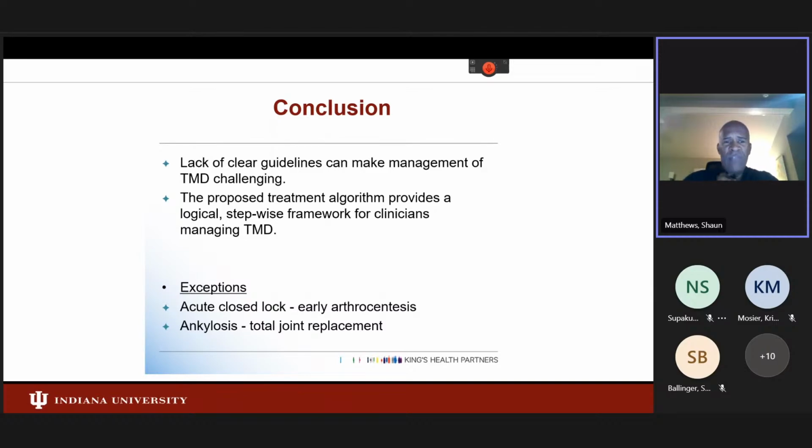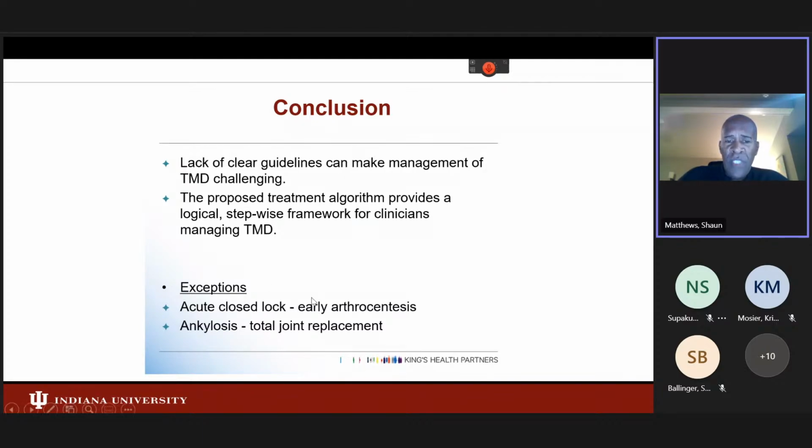So in conclusion, my algorithm provides clear guidelines and a nice staged way of approaching surgically how we treat patients with temporomandibular dysfunction. Like most things in life, there are exceptions to every rule. The two exceptions are patients who have an ankylosed jaw joint, bar none, need to go straight to a total joint replacement. Nothing else will work. They need surgery and an artificial joint placed.